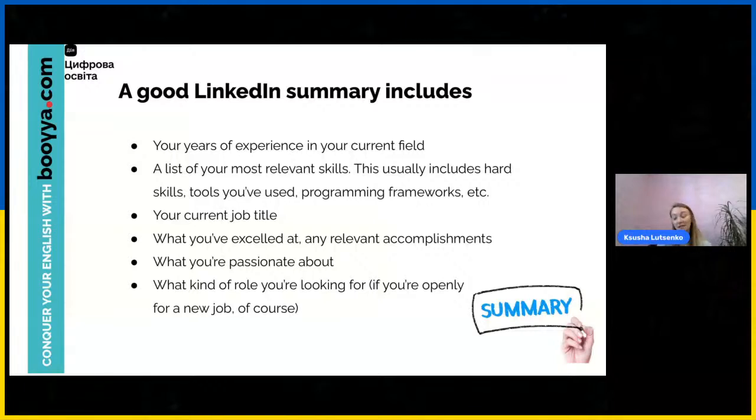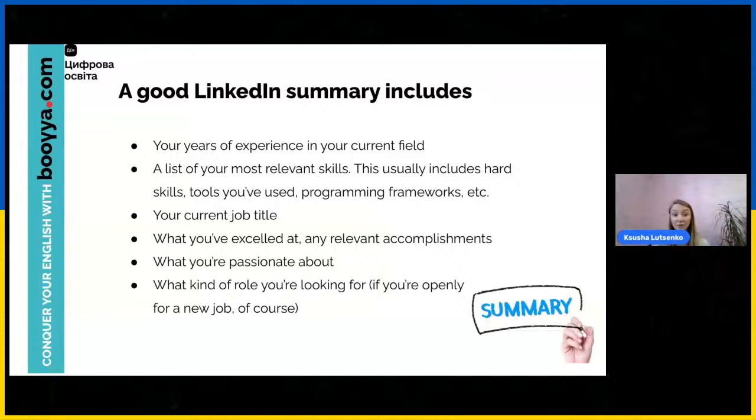Here, since this is our selling point and we want to show how great you are, we can show what you've excelled at and any relevant accomplishments, certificates, diplomas, but without any years, just like certification. If I were to fill in my summary, I would definitely add my CELTA certificate, though I wouldn't specify where, when, and how I was getting it.